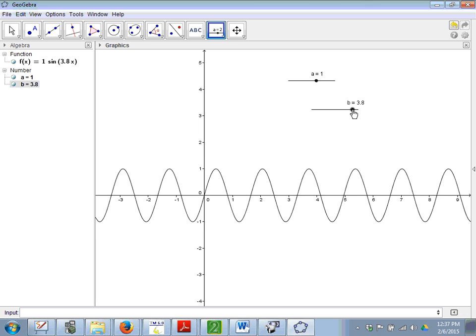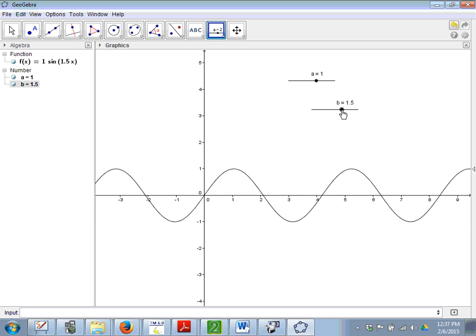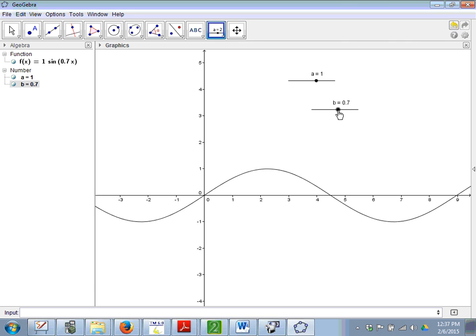Oh, at positive, it makes it smaller, just like inside the parentheses, it's opposite. If I increase B, doesn't the period decrease? But if I decrease B, what's happening to the period? Does that seem backwards?